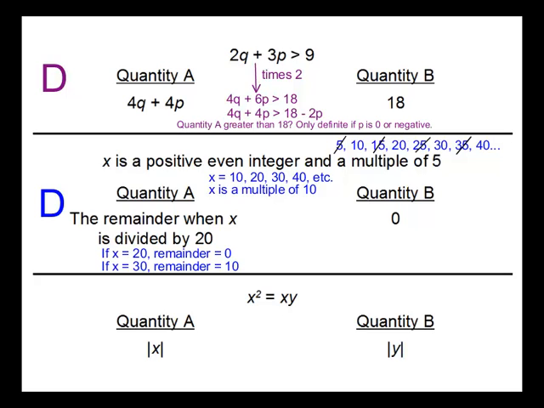If x is 20, 20 goes in one time and the remainder is 0. But if x is 30, 20 goes in one time and the remainder is 10. So A could be equal to B, but it could also be greater than B. That proves D.